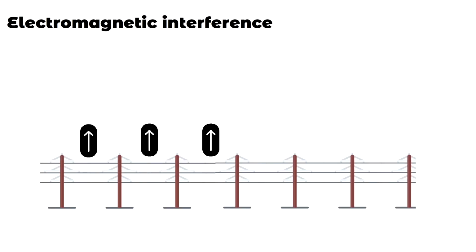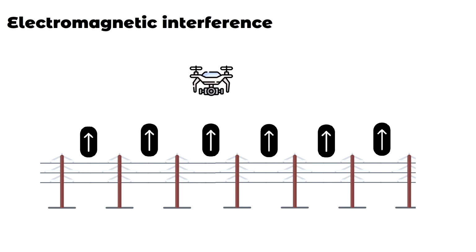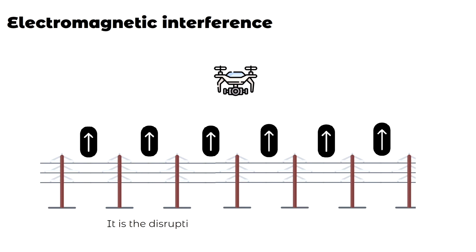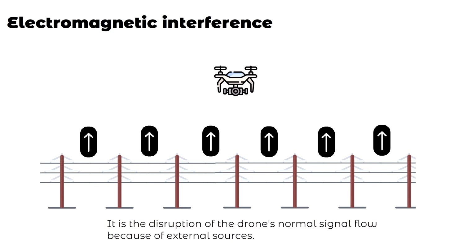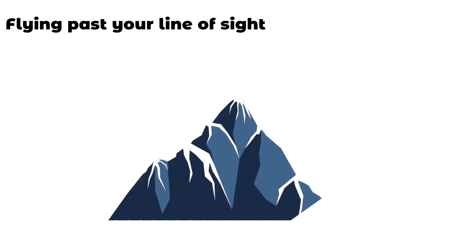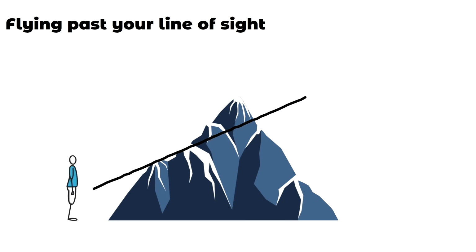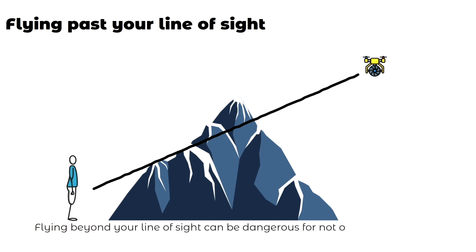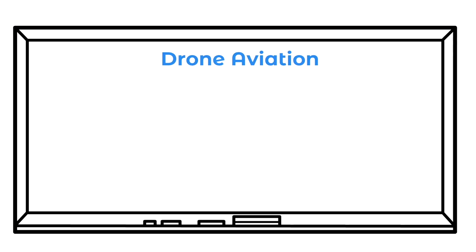Electromagnetic interference. Power lines and cell towers emit some sort of magnetic field that can interfere with your drone. Flying past your line of sight. Not being able to see your drone at all times can be disorienting and confusing. Let's now talk about our last topic, drone hazards and consequences.